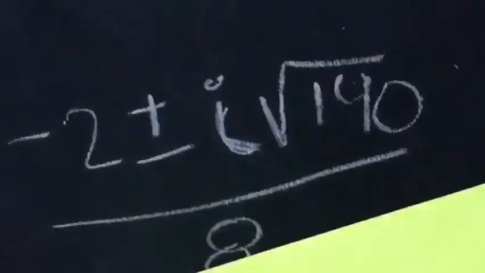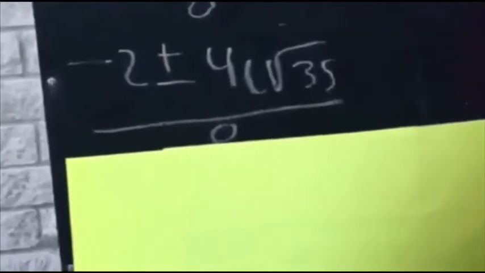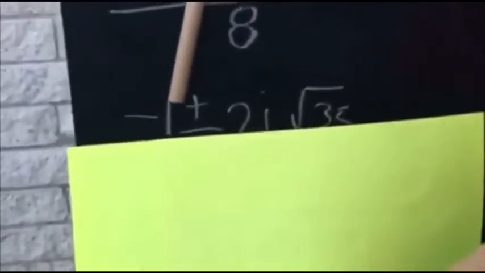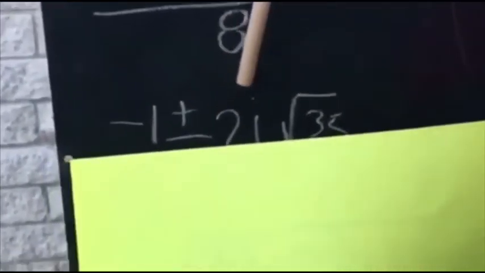Negative 2 plus or minus i square root of 140 divided by 8. Negative 2 plus or minus 4i square root of 35 divided by 8. Once you simplify by 2, you're going to end up with a solution of negative 1 plus or minus 2i square root of 35 divided by 4.